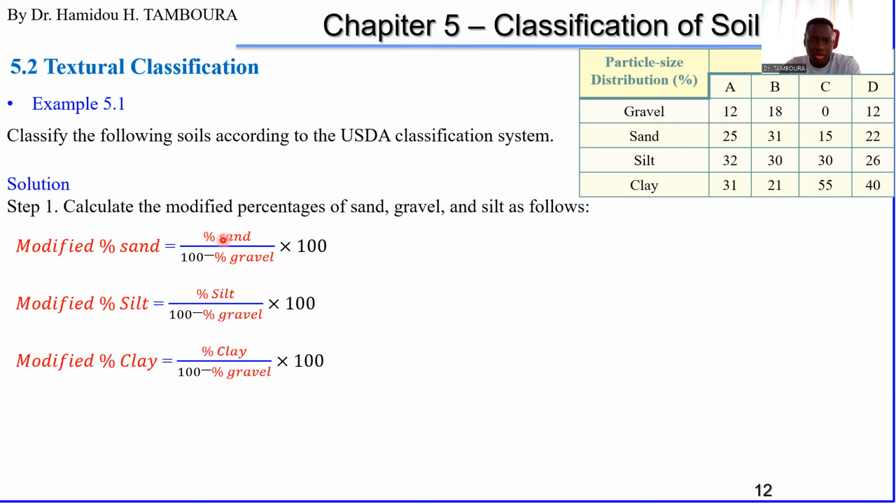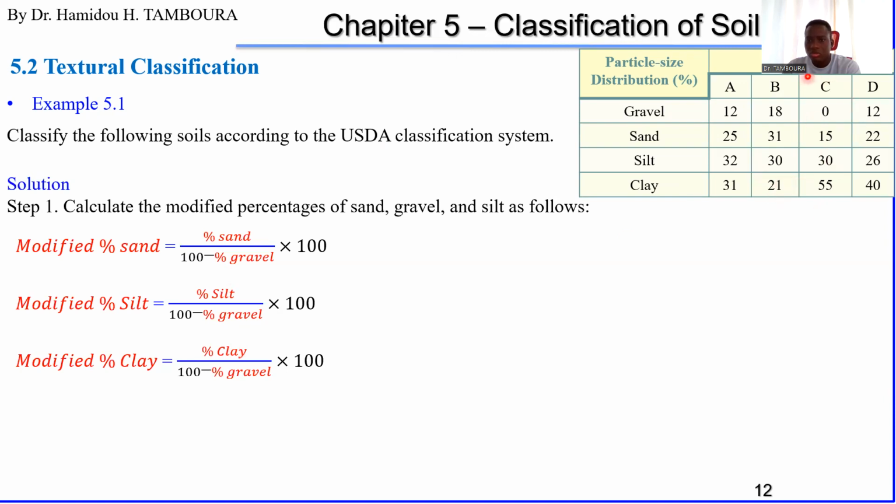So sand, you put here 25. For silt, 32. So you put here 32. Clay, it's 31. So you put here 31. Okay. You do the same for the soil B. But considering that in soil B, the percentage of gravel is 18, you have to put 18 here, 18 here, 18 here. Okay. And check the percentage of sand, which is 31, percentage of silt, 30, percentage of clay, 21.